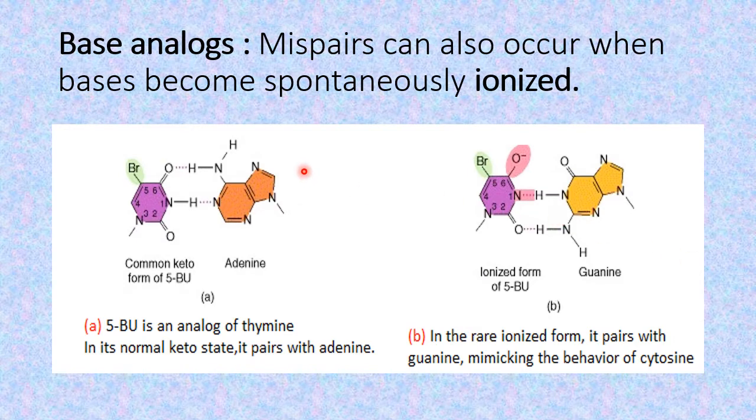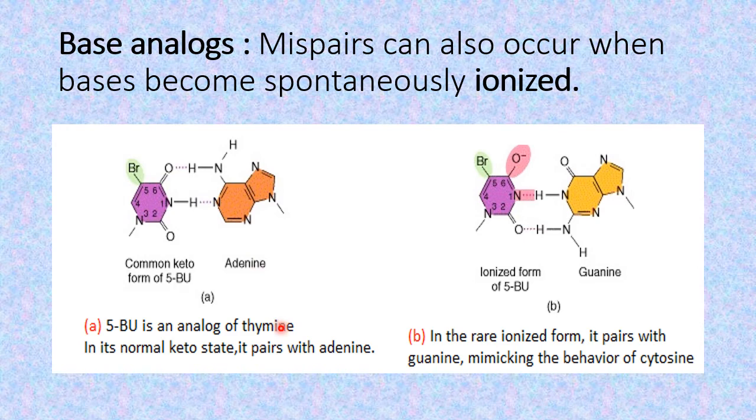Now another type of mispairing can also occur because of the presence of certain base analogues. Base analogues are molecules which resemble the nitrogen bases in their pairing with each other. For example, 5-bromouracil is an analog of thymine. That means this 5-bromouracil will pair with adenine in a similar manner as thymine pairs with adenine.